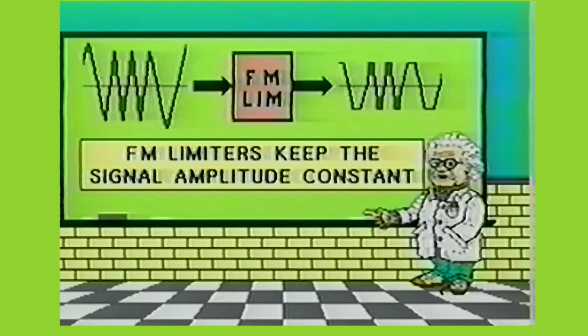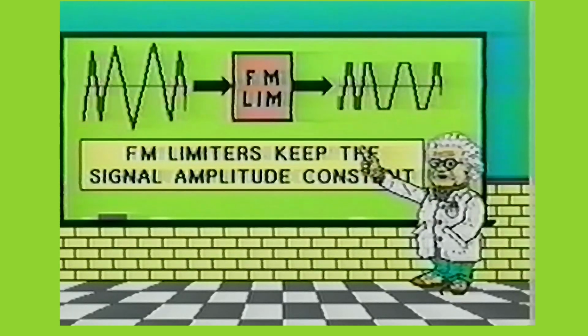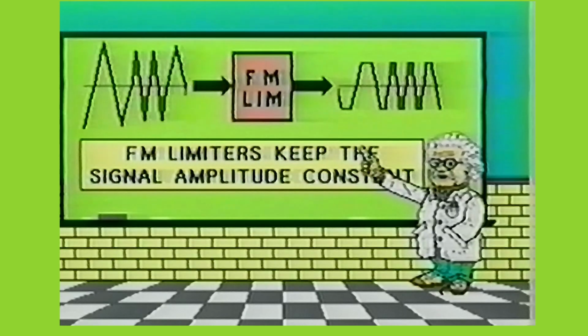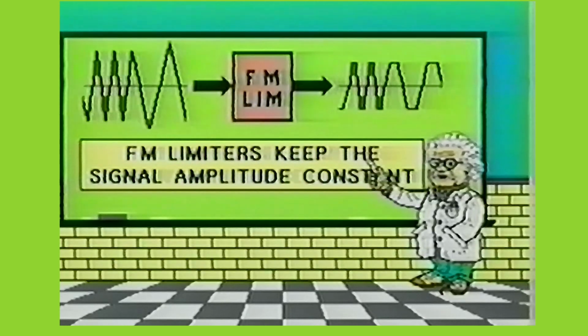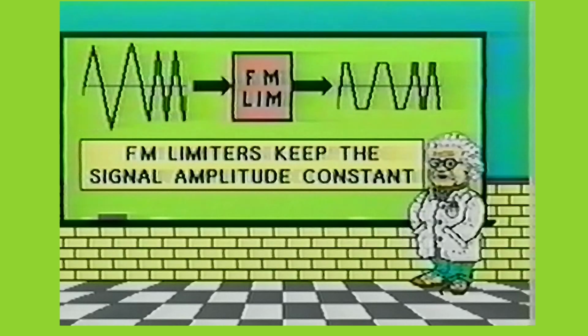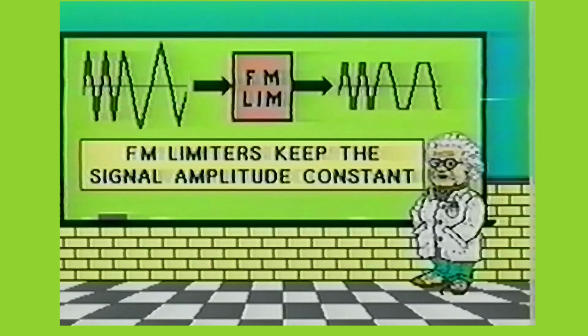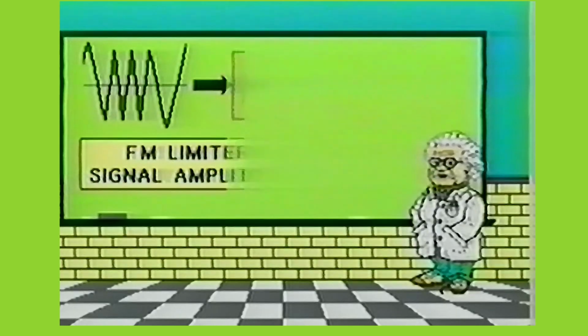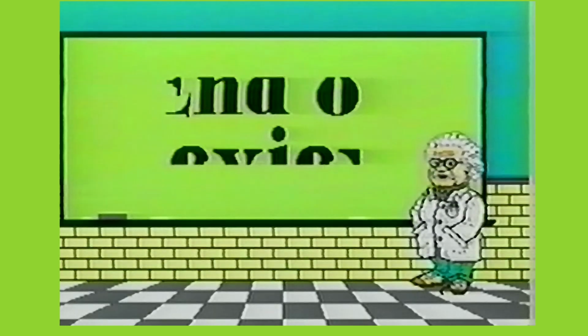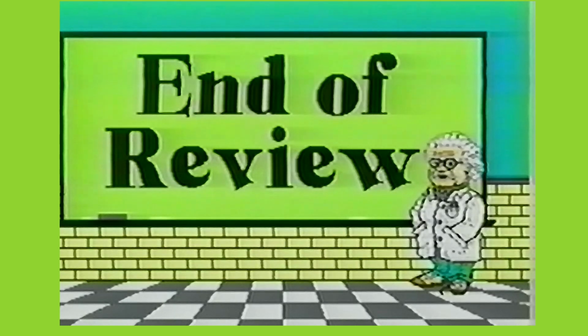The FM limiter stage is used to eliminate any amplitude modulation which may exist in the FM signal. This is accomplished by forcing the limiter stage into saturation, or into cutoff. This concludes review number 4.